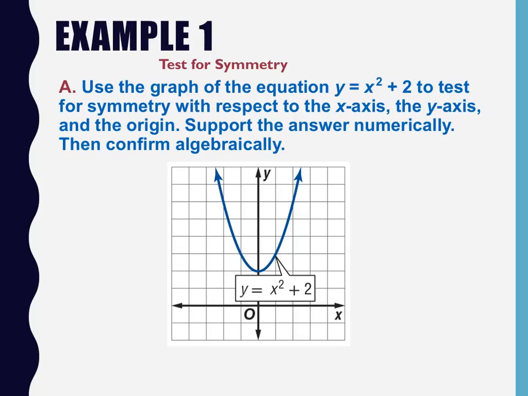Let's take a look at this first example. It says use the graph and equation y equals x squared plus 2 to test for symmetry with respect to the x-axis, y-axis, and the origin. Support your answer numerically, then confirm algebraically.